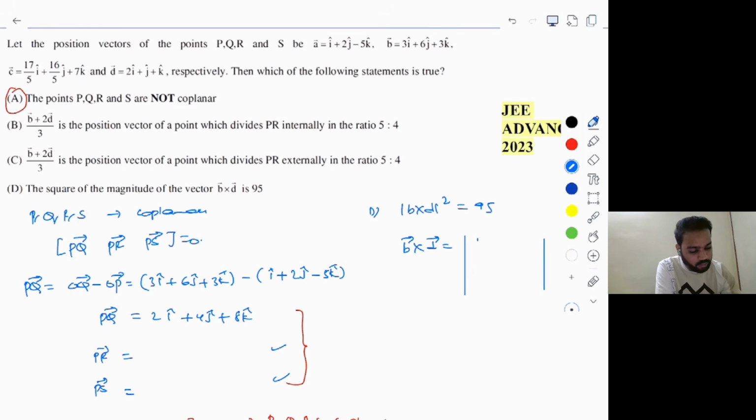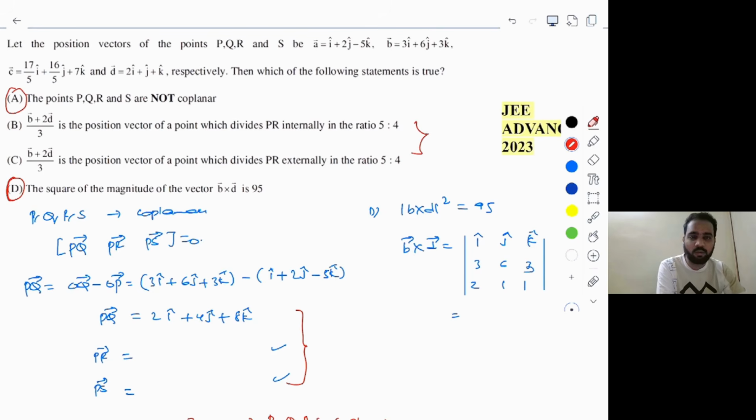This is the determinant of, we know how to find the cross product of two vectors, i cap, j cap, k cap, and then B bar is given by 3, 6, 3 and D bar is given by 2, 1, 1. Once again, I'm leaving the calculation part to you because you know how to expand the determinant and find the vector B cross D. For that, you try to find the magnitude and check whether it is equal to 95 or not. This is also not a difficult thing to do, so you will check option D by yourself. And then I will show you the process of checking option B and option C.